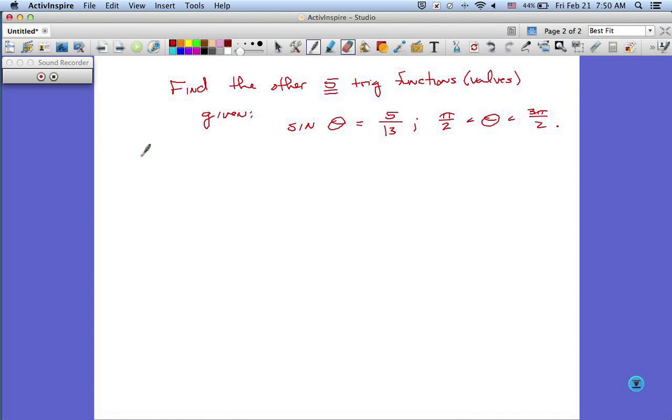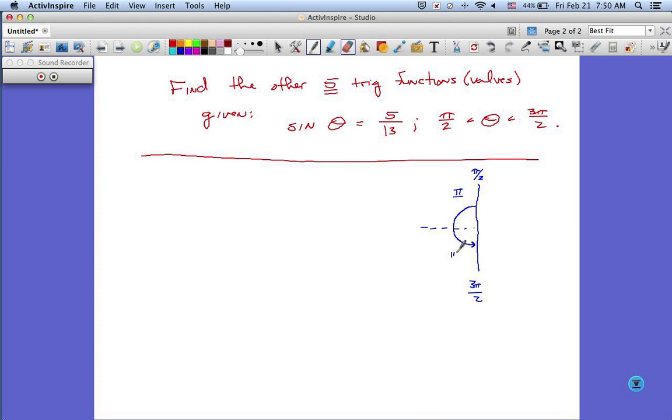Alright, so there's the problem. We need to find the other 5 trig functions. We know sine, we need to find cosine, tangent, secant, cosecant, and cotangent. So what do we know? Well, this is what we know. We know that our angle is located between pi over 2 and 3 pi over 2. So my angle is somewhere in here. And somewhere in here really means either the second or the third quadrant.